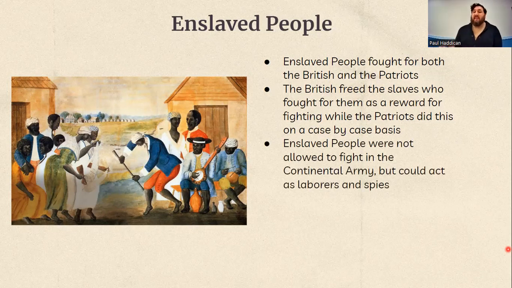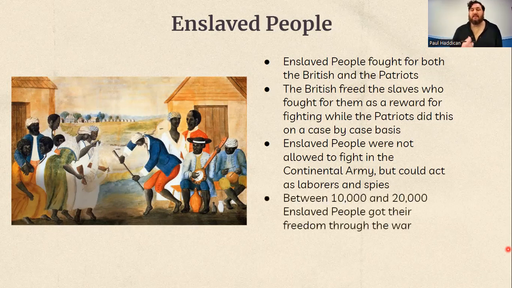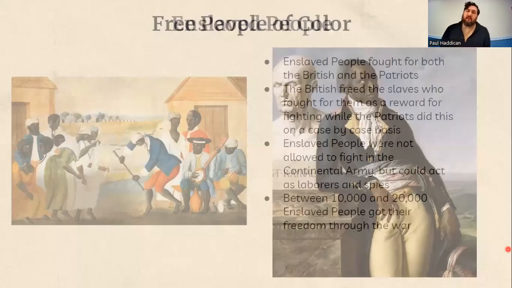Enslaved people are not allowed to fight in the Continental Army, but they can act as laborers, cooks, spies. Between 10,000 and 20,000 enslaved people got their freedom through the war, either by running away successfully or by fighting for that British Army and getting freedom at the end of it.